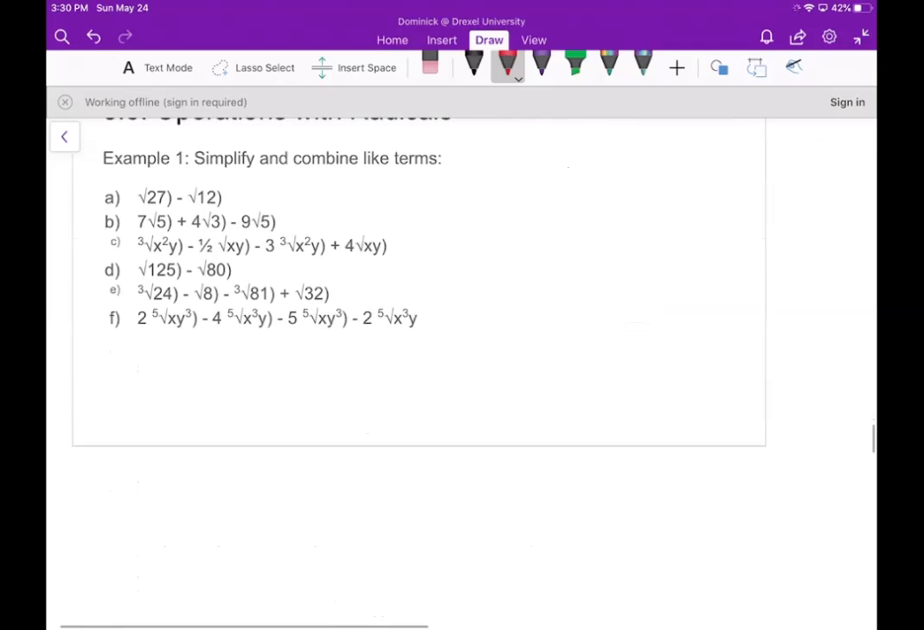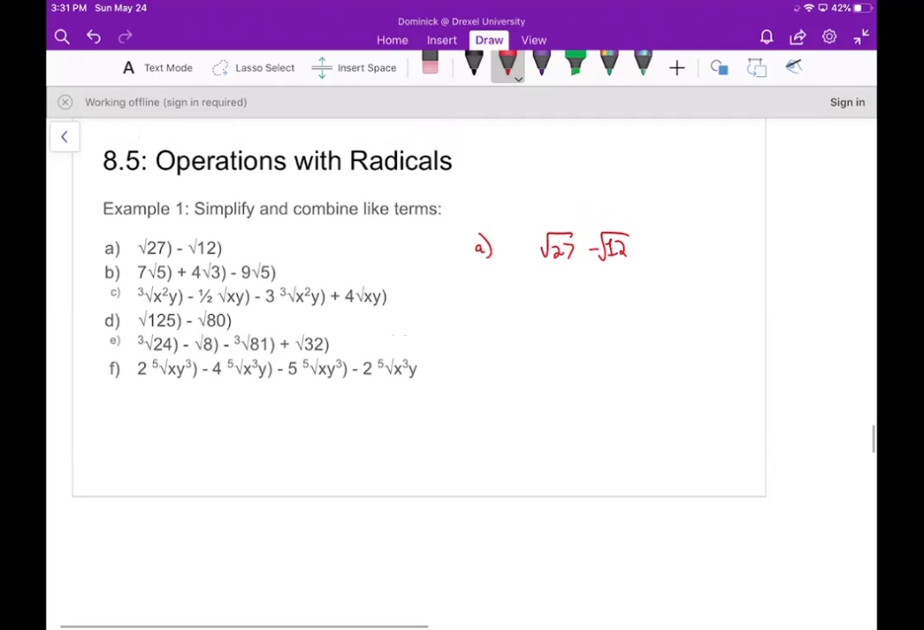So for example, in part A, we have square root of 27 minus square root of 12. All right, now right now it might not look like we can do much with that, but first what we can do is simplify and then do exactly what the directions say. We can combine like terms, right? Now, before we do that, I want to call your attention to part B, actually.